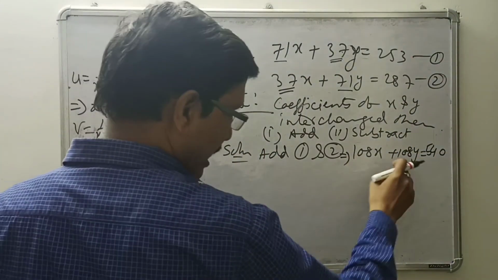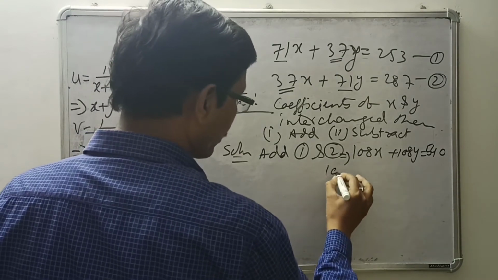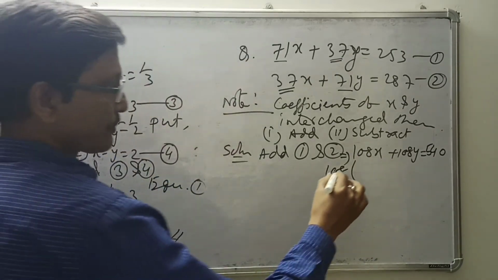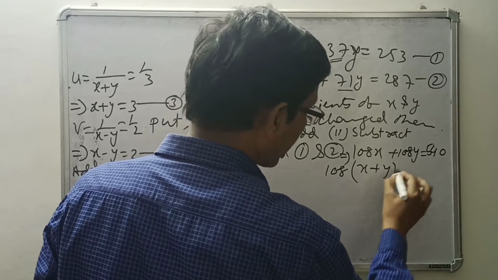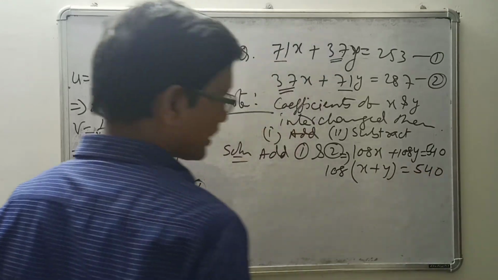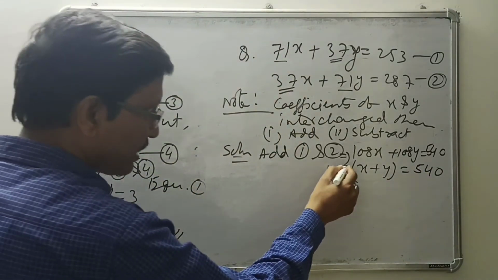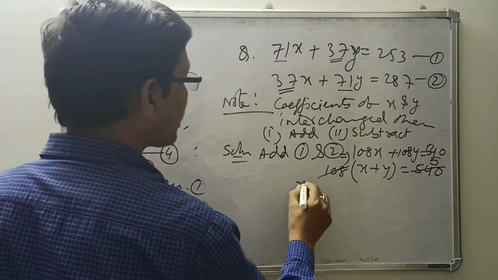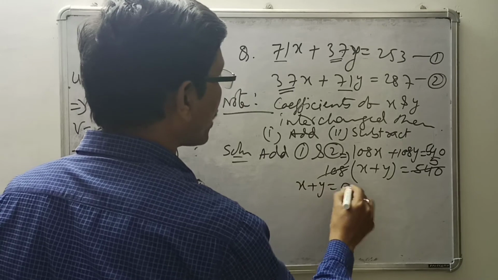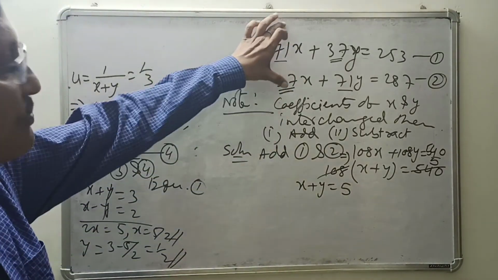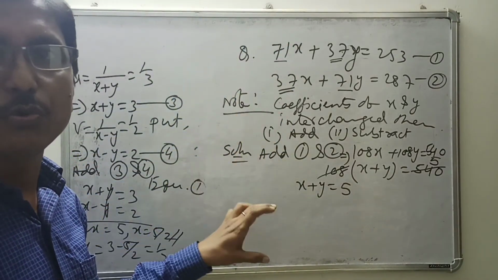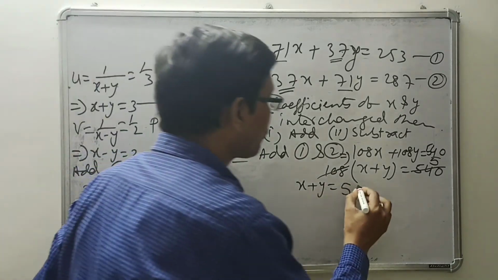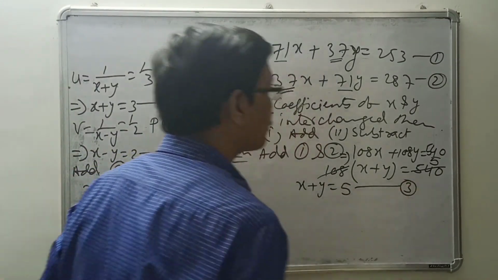Here you have 108x and 108y, so you can take 108 common. So it will be 108 times x plus y equals 540. By 108 it will be cancelled, so it comes to x plus y equal to 5. From these two equations, a new simple equation has arrived. Suppose this is the third one.